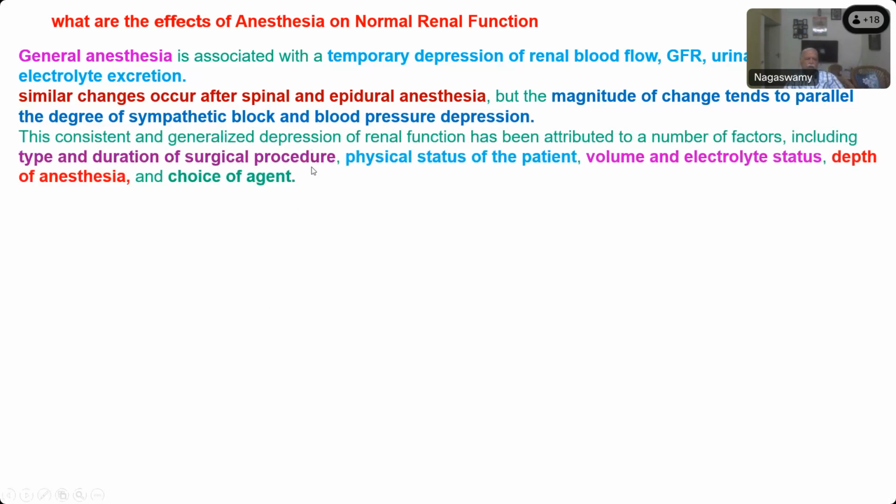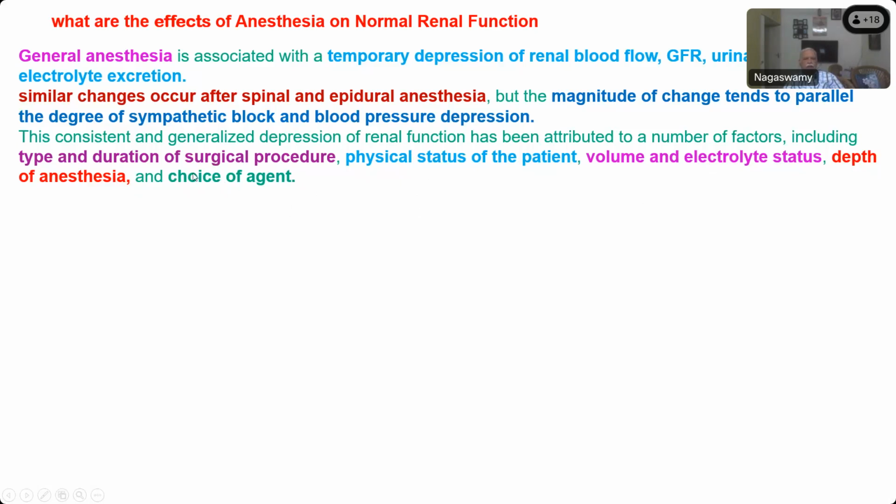The longer the procedure, the more likely the vascular hemodynamic status will be disturbed. Then the physical status of the patient preoperatively, whether he is an ASA 1, ASA 2, or ASA 3 candidate, is a very important factor causing this depression. What was the volume status and electrolyte status of the patient at the time of anesthesia and surgery? What is the depth of anesthesia, and what drugs are you going to use to produce anesthesia?